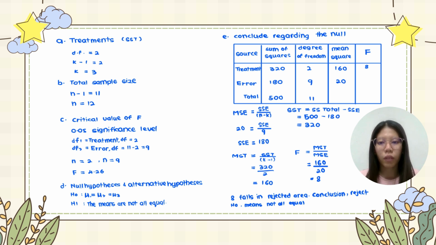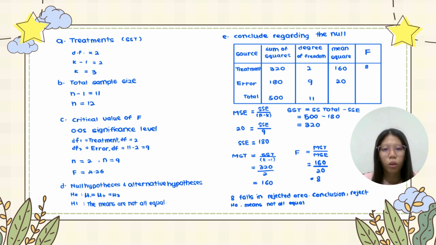C. Critical value of F, significance level is 0.05. Degree of freedom treatment is 2 and degree of freedom error is equal 11 minus 2, which is equal 9. The F distribution value is 4.26. D is the null hypothesis and alternative hypothesis. The null hypothesis H0 is mean 1 equal mean 2 equal mean 3. The alternative hypothesis H1 is the means are not all equal.